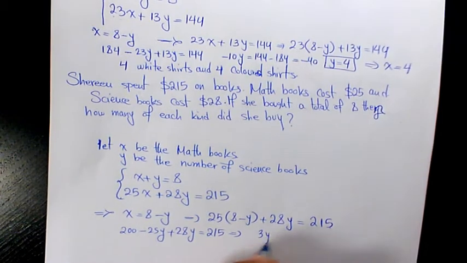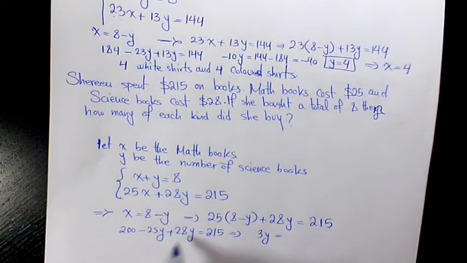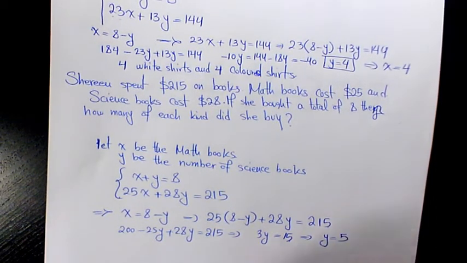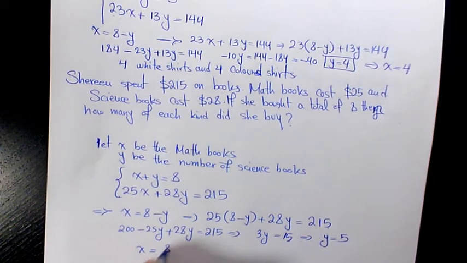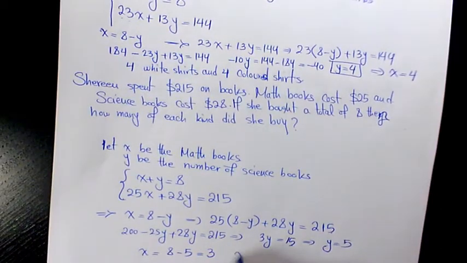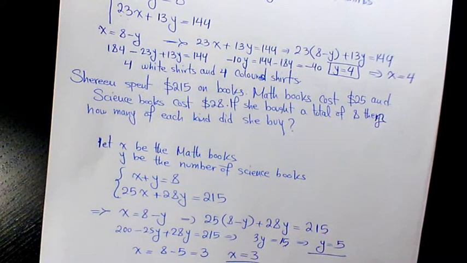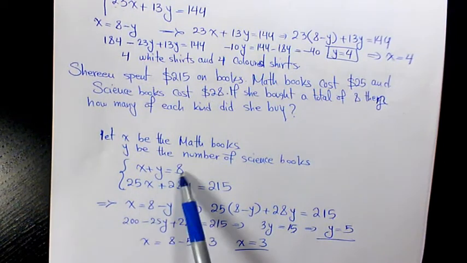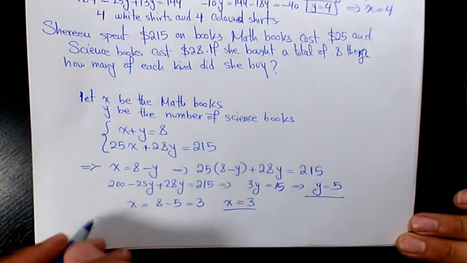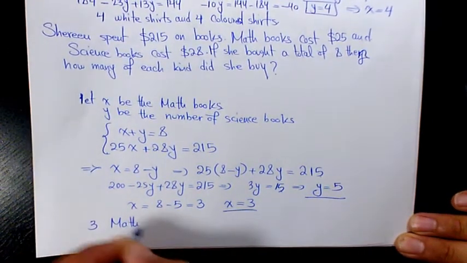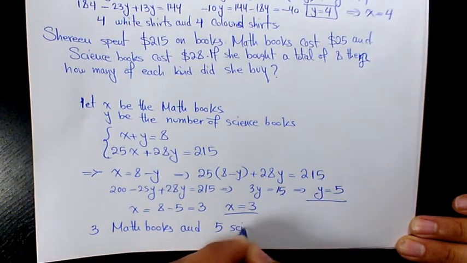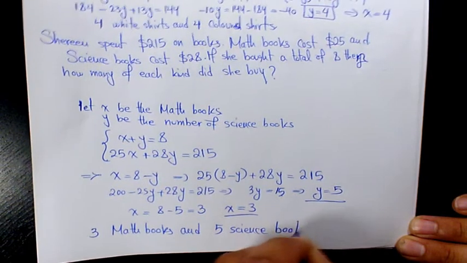So that's 3y equals 215 minus 200, which is 15. Therefore y is 5. So x will be 8 minus 5, which is 3. So x is 3 if you sub it there, because y was 5. We have 3 math books and 5 science books in total.